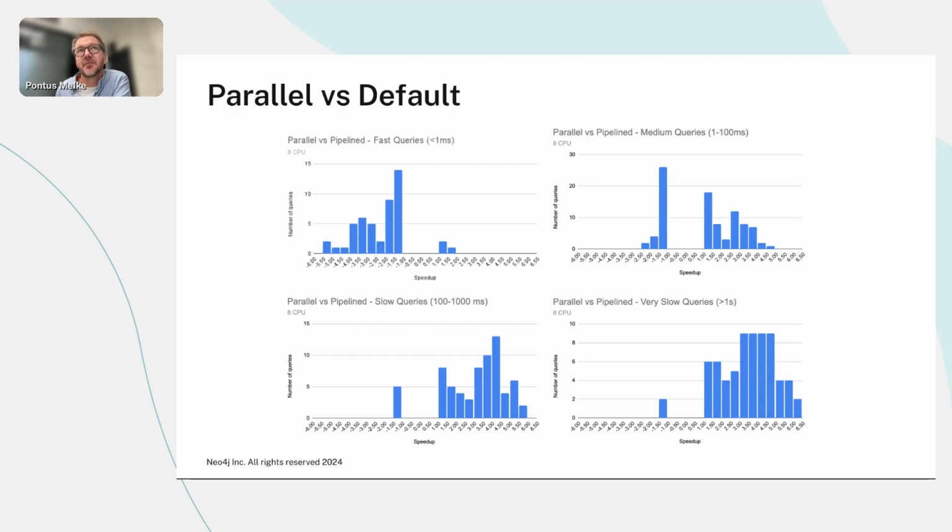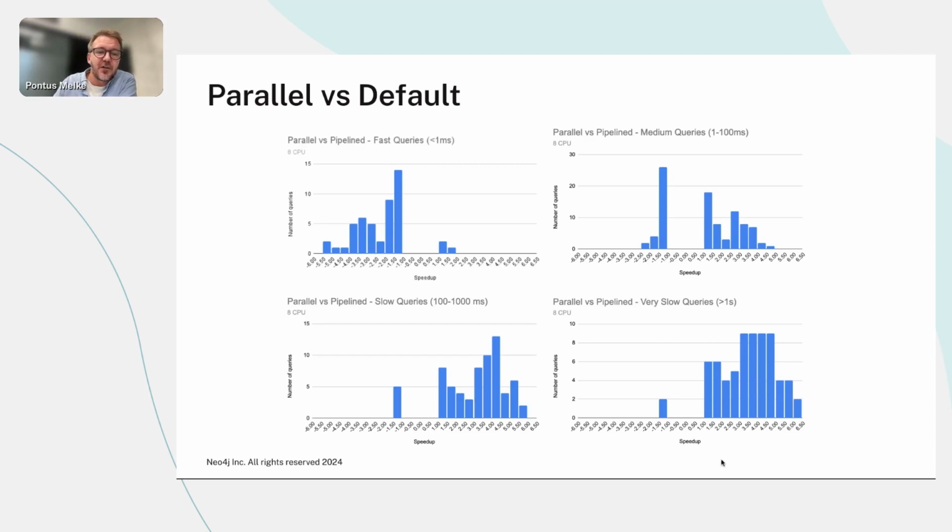So this goes, in one way, from non-analytical queries to more analytical queries, if that's even a thing. But what we can see is that for the super fast queries, on the x-axis we see here the speedup. A speedup of 1 means that it's exactly the same, and -1 is also roughly the same. So the more the data is skewed to the right, the better performance for the parallel runtime.